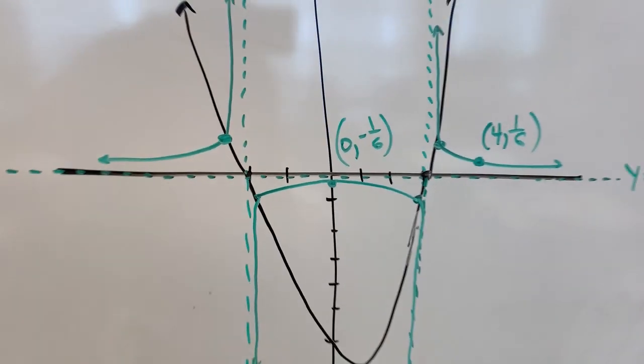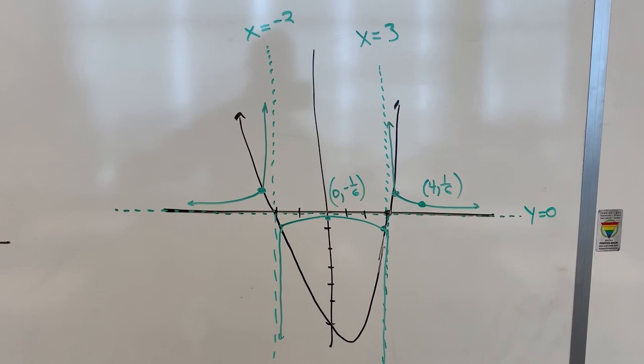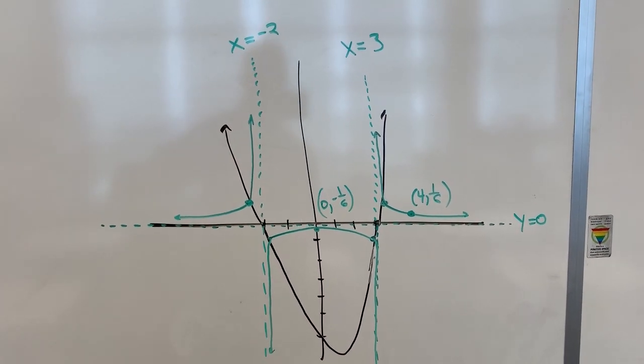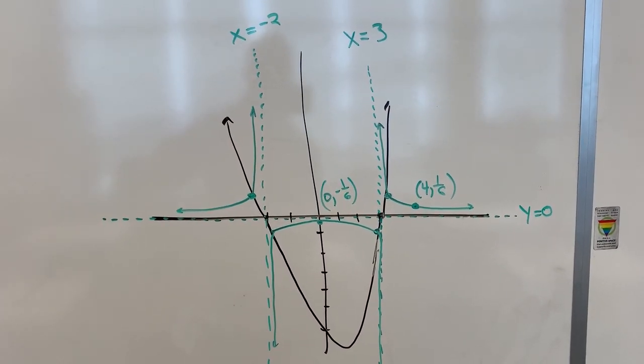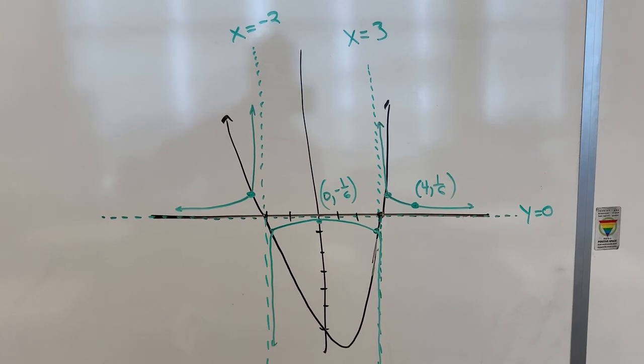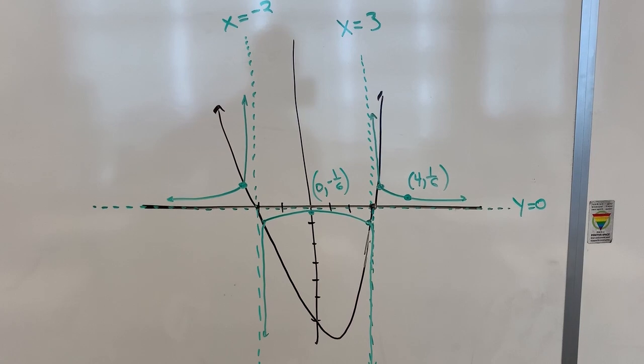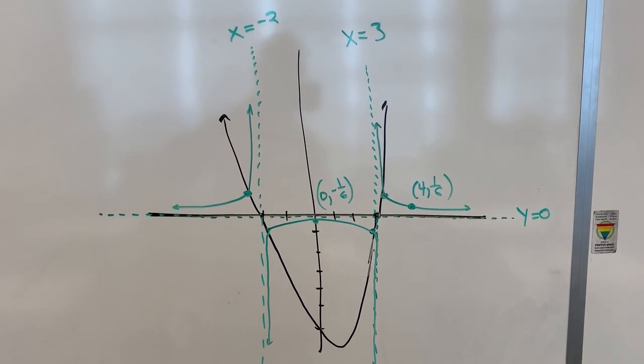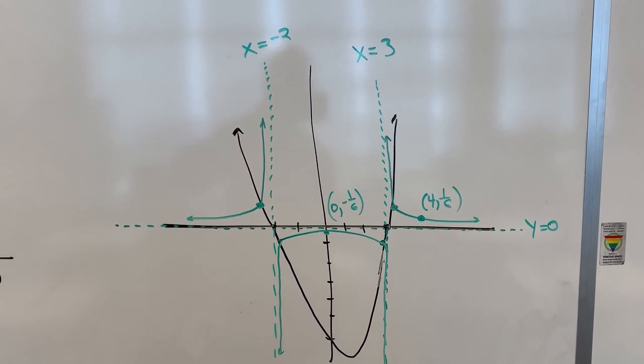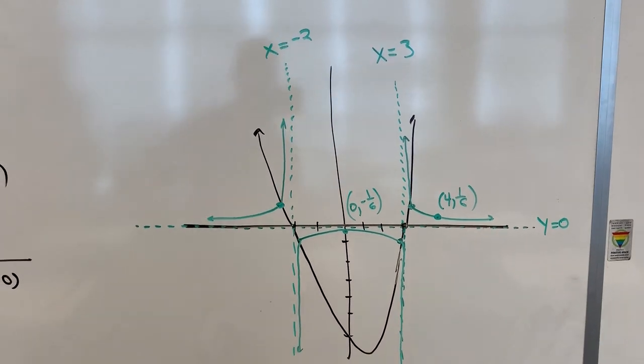The overall shape is very strange, but you'll notice as the black graph goes up, the green graph goes down. As the black graph goes down, the green graph goes up. But you don't change signs. In other words, if the black graph is positive, the green graph is positive. If the black graph is negative, the green graph also has to be negative.